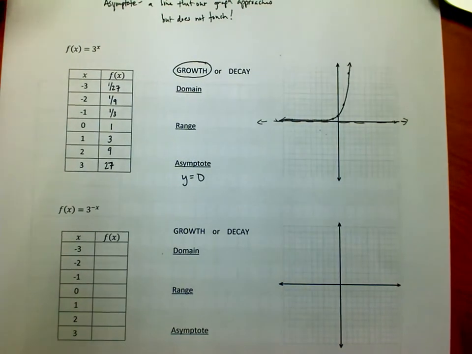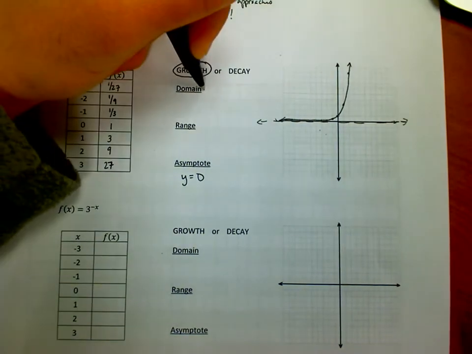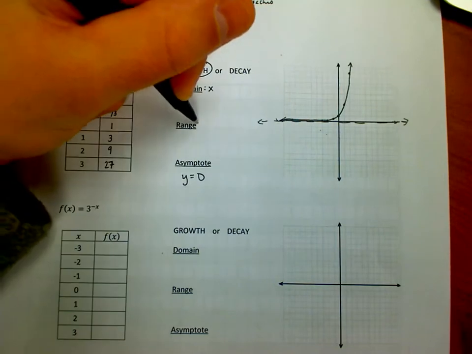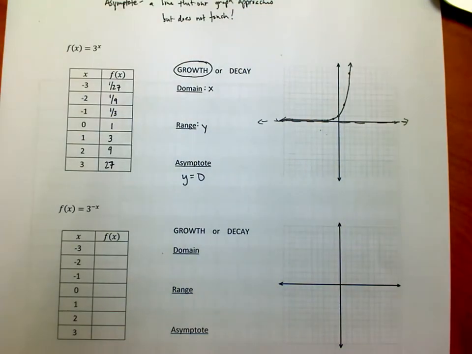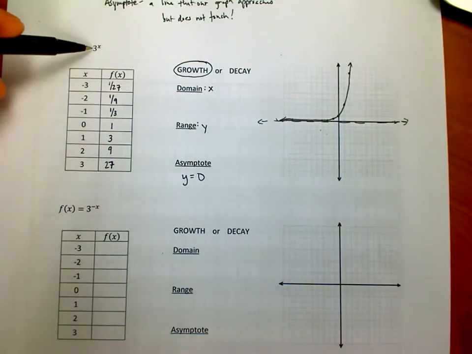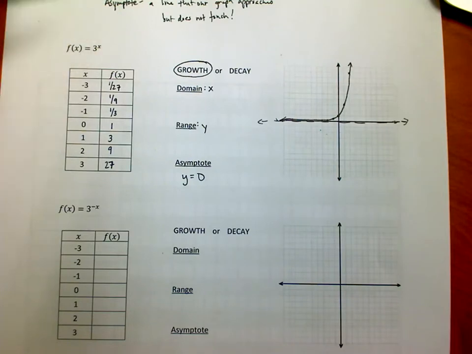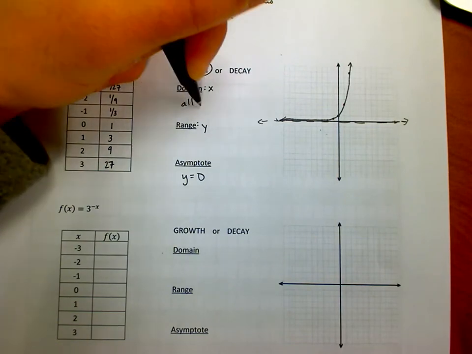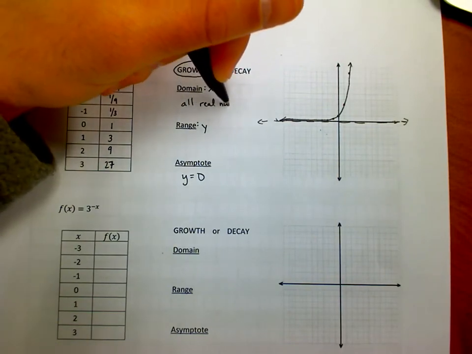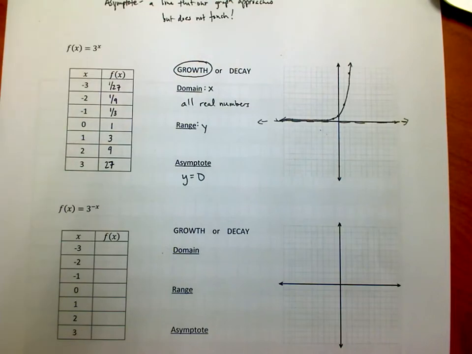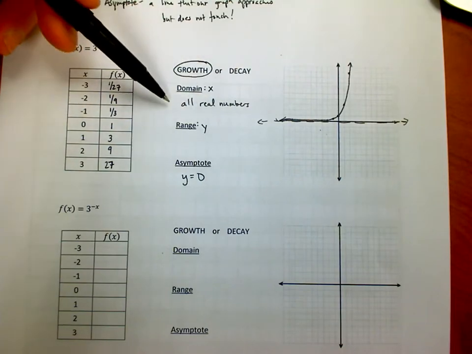Okay? As far as domain and range goes, domain refers to x values. Range refers to y values. So as I look at this, I ask, are there any values of x that I cannot put in? And the answer is no. I can put whatever I want in for x and raise 3 to that power and it's going to be fine. And so we're going to say that the domain for all of these is all real numbers. That simply means that I can put in whatever I want for x.